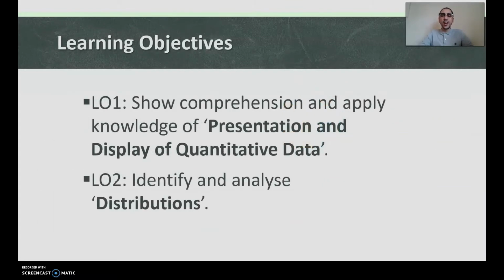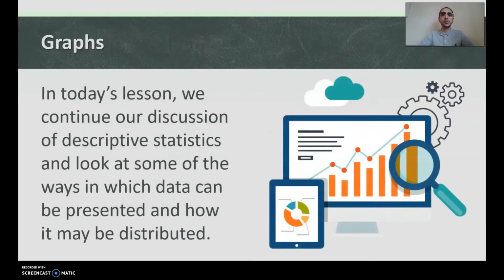What are we looking at today? Show comprehension and apply knowledge of presentation and display of quantitative data. And then learning objective 2, identify and analyze distributions, right? We're looking at graphs. Let's graph it up in here. In today's lesson, we continue our discussion of descriptive statistics, so that's the mean, median, mode, range, and standard deviation, and look at some of the ways in which data can be presented and how it may be distributed.